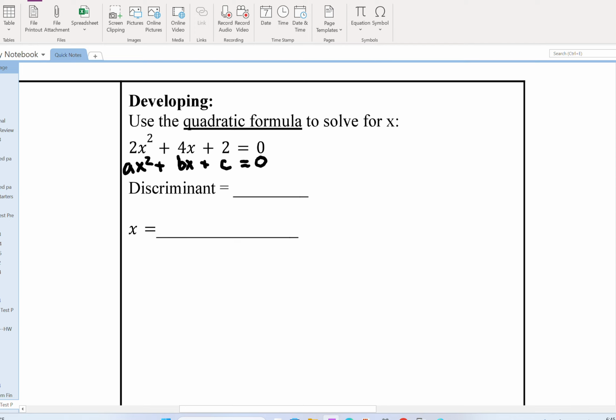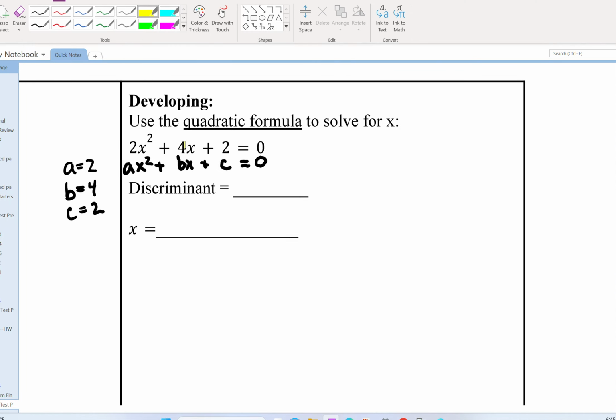And so this one is in that standard form, and it helps us to see that in this case, a is equal to 2, b is equal to 4, and c is equal to 2. And if, let's say, the bx term, if there's no x in any of the terms, or if there were no constant term, a term that has no variable with it, it just means those values would be 0.